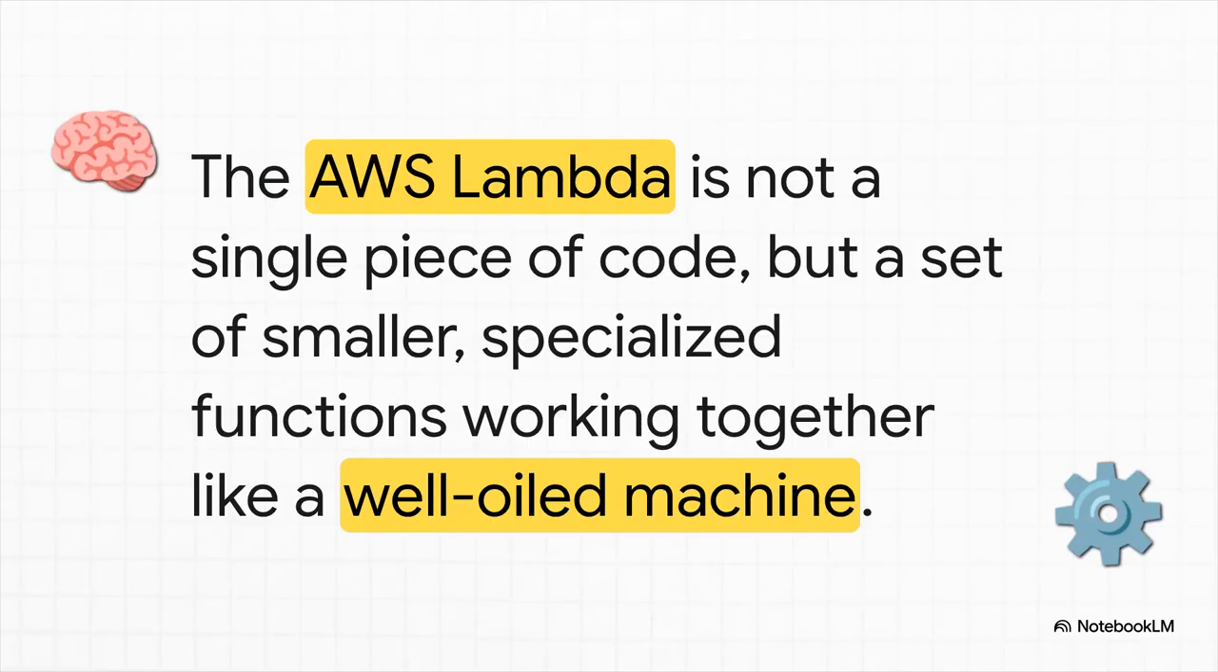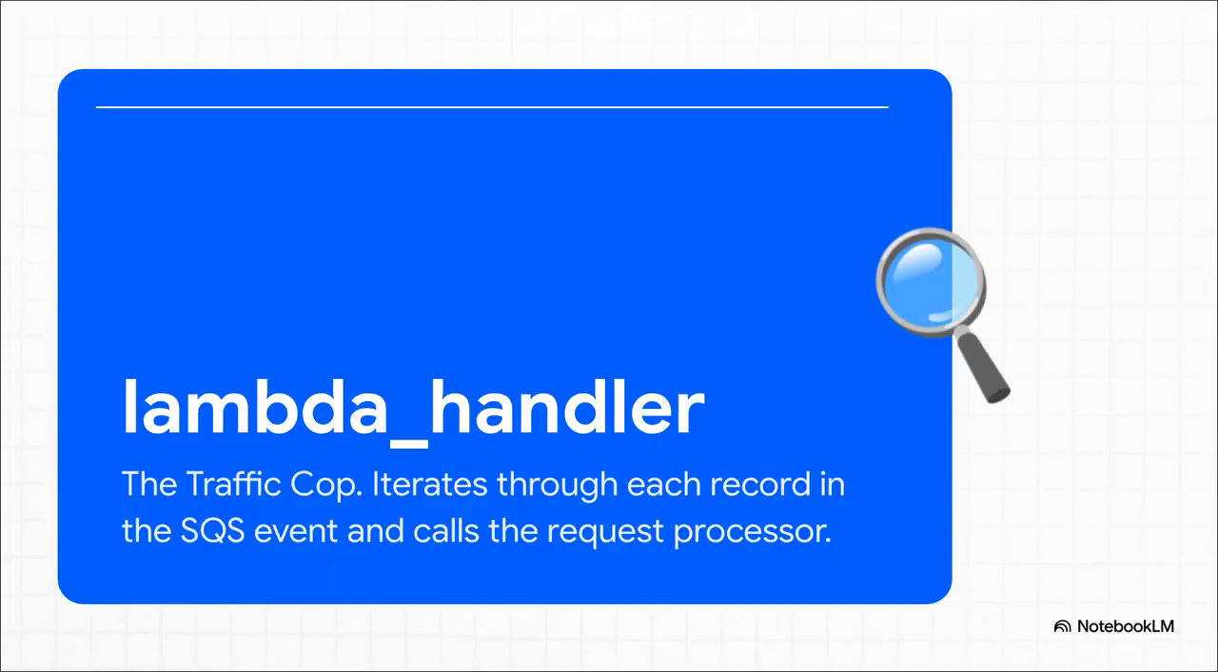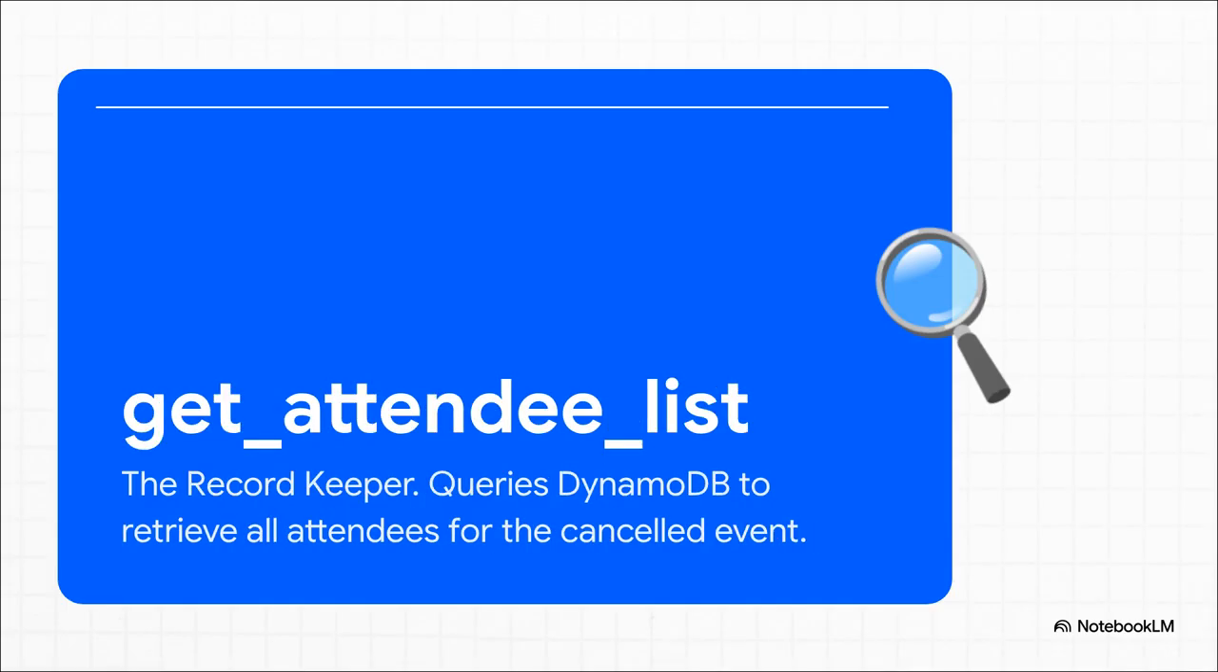All right, so let's zoom in a little on the brains, that AWS Lambda function. The key thing to understand here is that it's not just one big blob of code. It's more like a team of highly trained specialists, where each one has a single job to do, and they work together in this perfect lightning-fast sequence. The whole thing kicks off with the Lambda handler. This function is basically the traffic cop. It sees the incoming request from the inbox and immediately points it in the right direction to get the process started. And that direction points right to the Get Attendee List function.